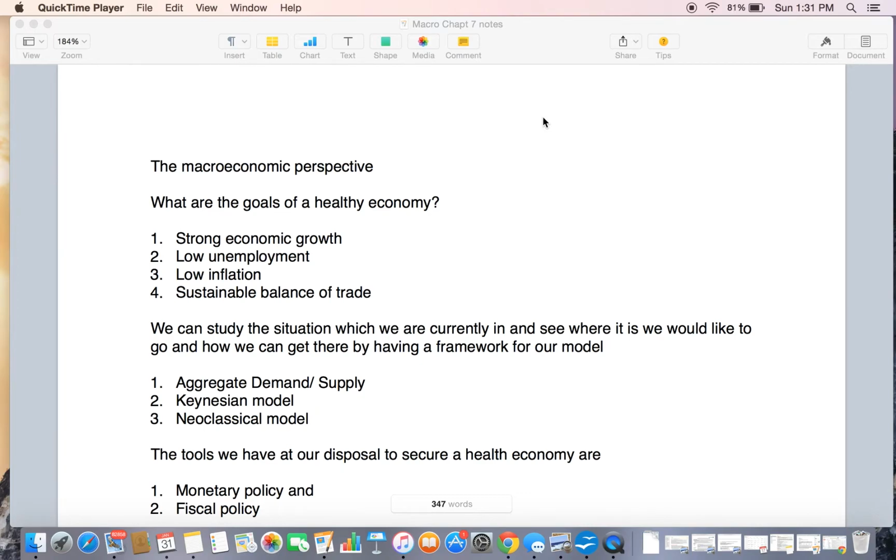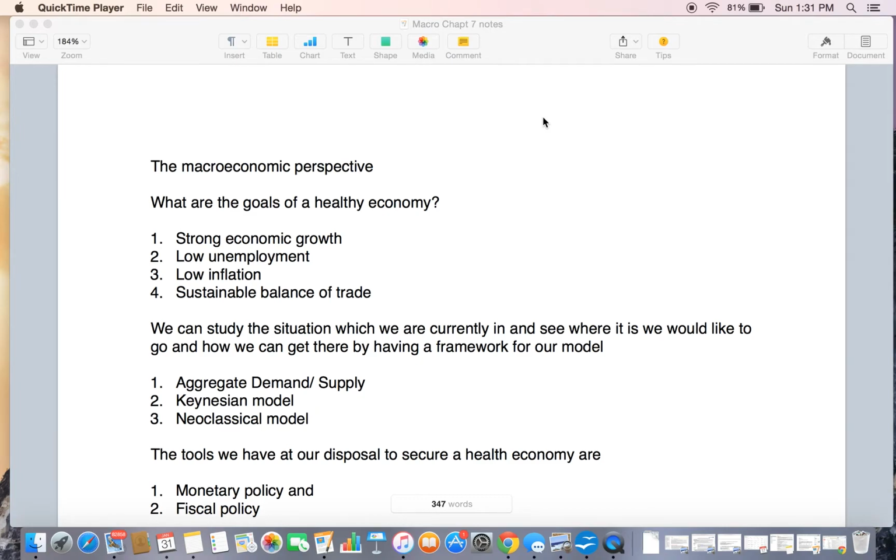And macroeconomics concerns looking at the state of our economy. So do we have a healthy, well-performing economy with strong economic growth, low unemployment, low inflation, and a sustainable balance of trade? Or is our economy suffering? Is it weak? Do we have weak economic growth, high unemployment, high inflation, and an unsustainable balance of trade? So let's take a look at what each of these different things mean.